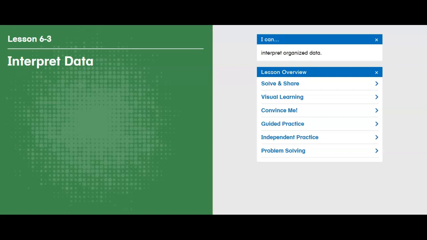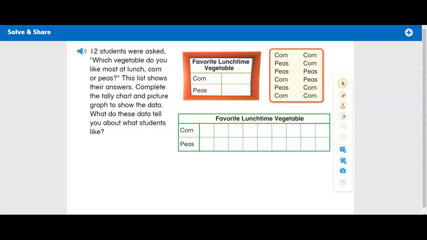For our math lesson today, we are beginning Topic 6, Lesson 3, Interpret Data. Our learning intention is I can interpret organized data. Our Solve and Share begins on page 261.